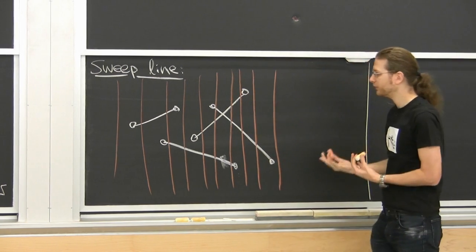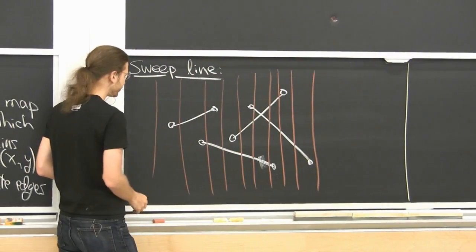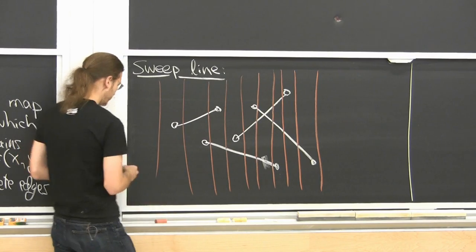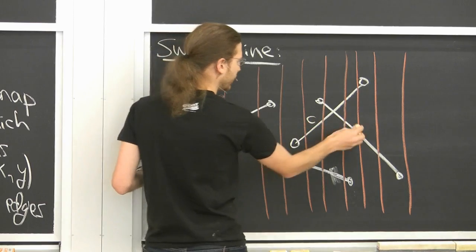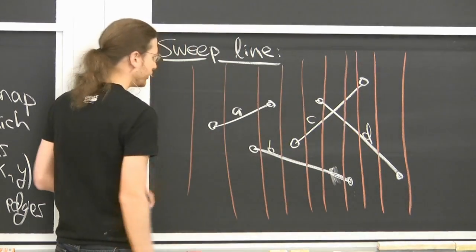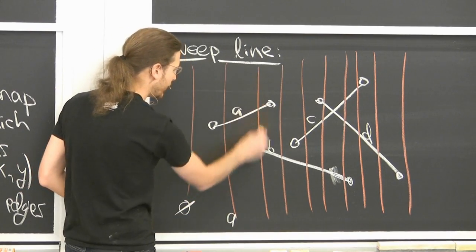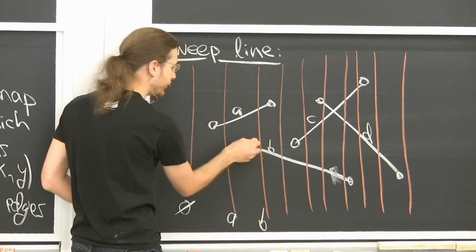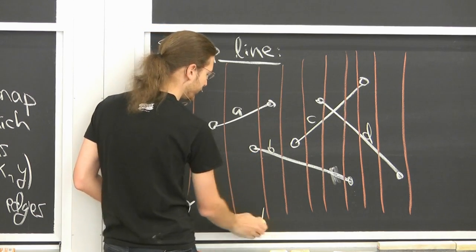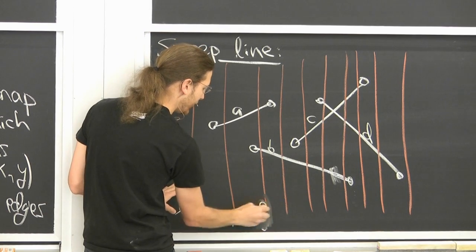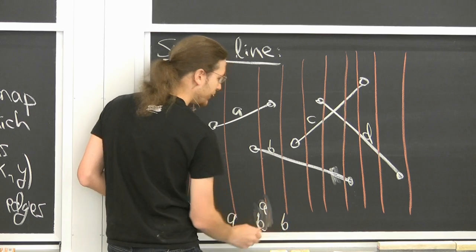Okay, there are discrete moments in time when what is hit by this sweep line changes. Let me label these segments: A, B, C, and D. Initially we hit nothing, then we hit A, then we hit B. Why do we hit B? Because we saw the left endpoint of B. Then we see the right endpoint of A, which means at this point we see both A and B in that order. Then we lose A, so we're down to B.